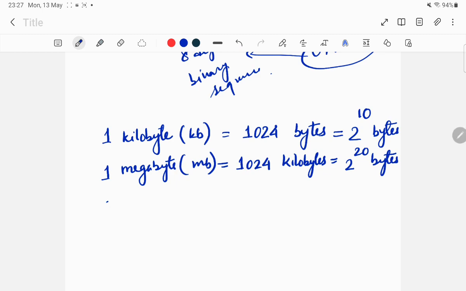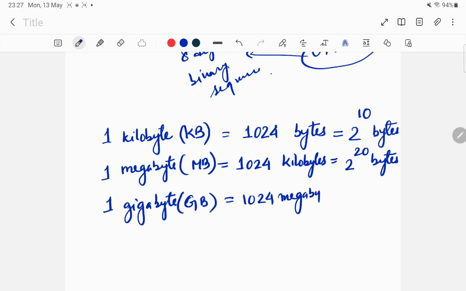If you want to keep on going like that, you will have 1 gigabyte. I will write it in capital: it is GB, this is MB, this is KB. So 1 GB is equal to 1024 megabytes. It will be 2 to the power 30 bytes. So you can see that everywhere we have 2 as the base.